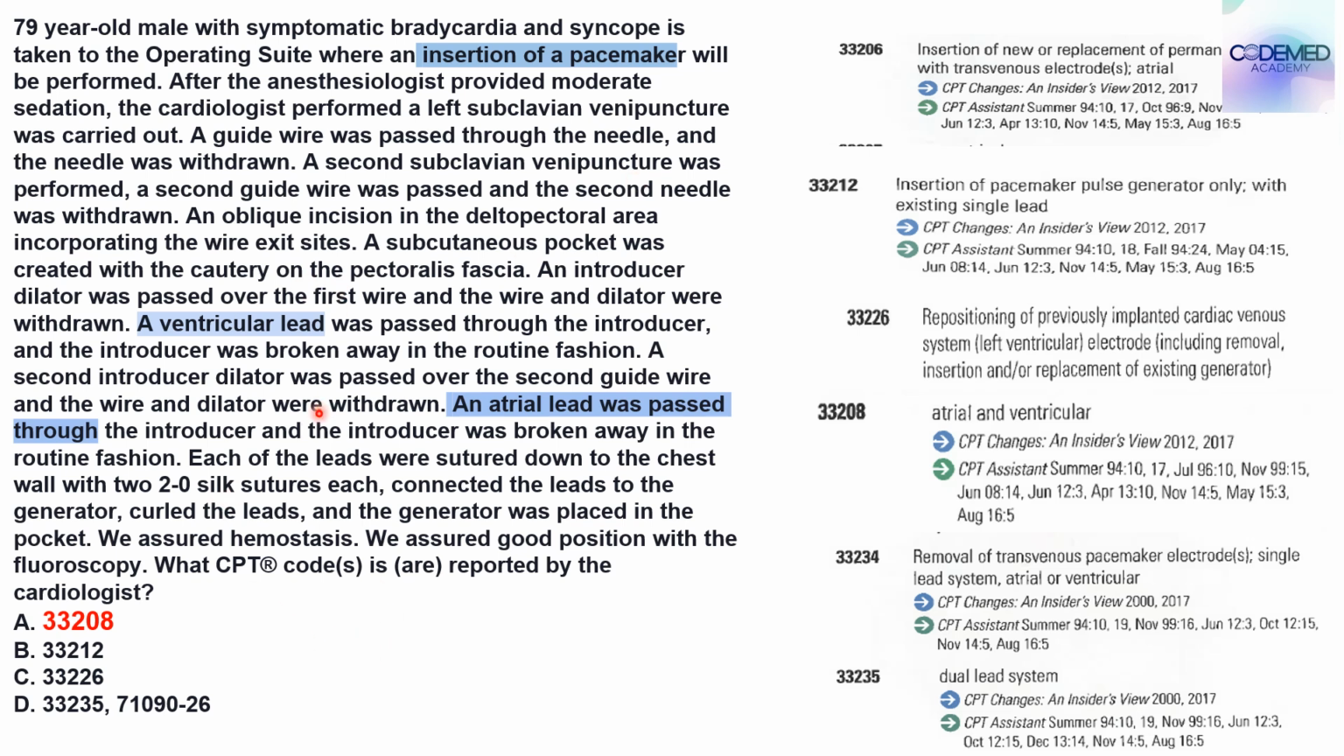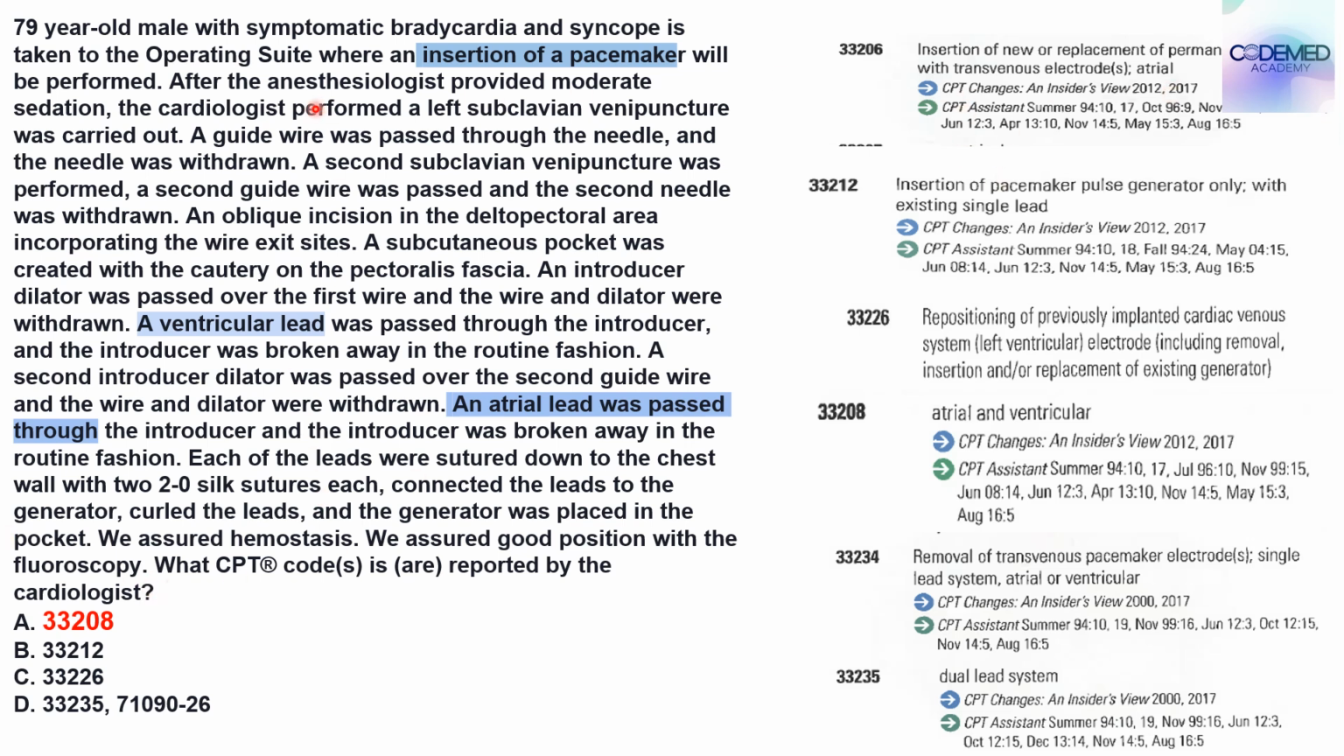How do I get that information? Atrial lead and the ventricular lead. So I have enough data now with me and I will zero in on my answer. So you have the code 33206, insertion of a new or replacement of a permanent pacemaker with transvenous electrode, atrial. What is the system?